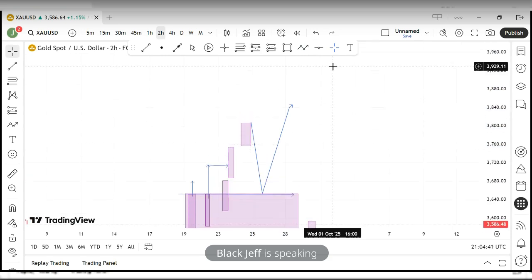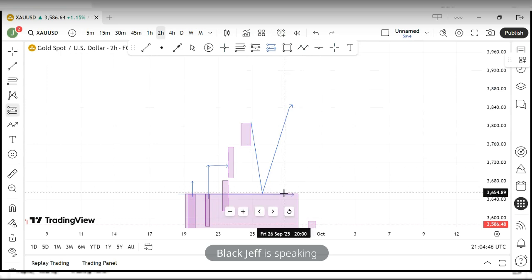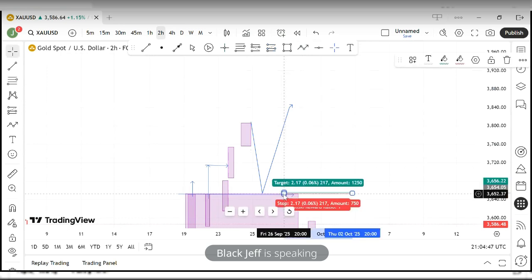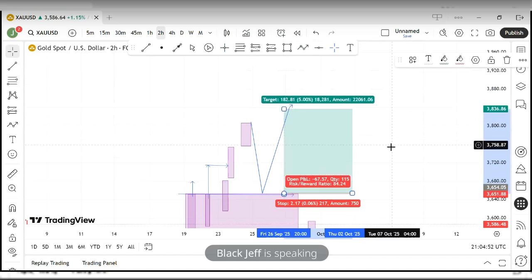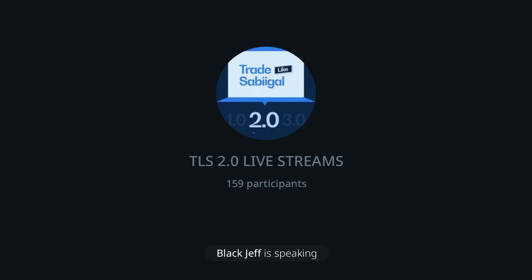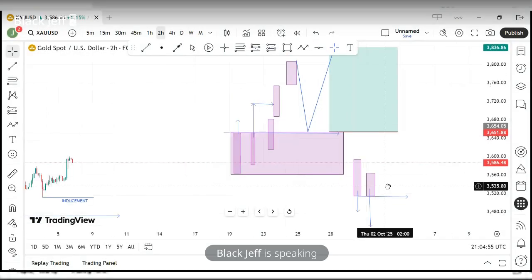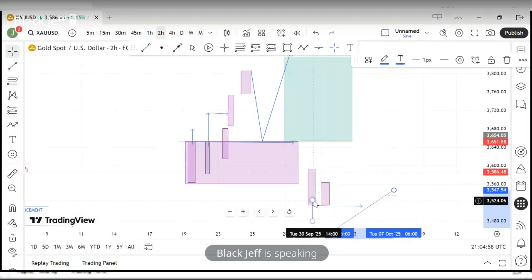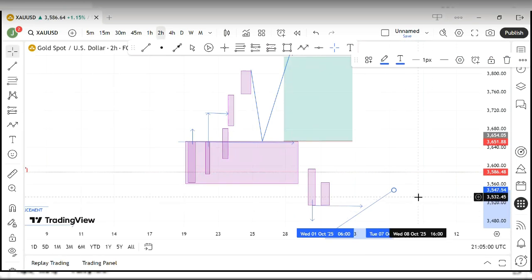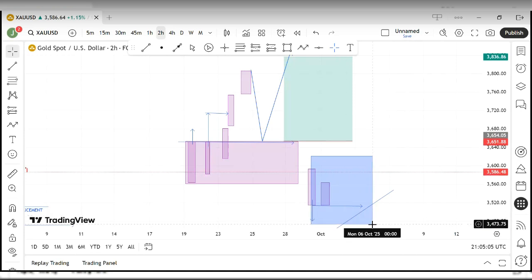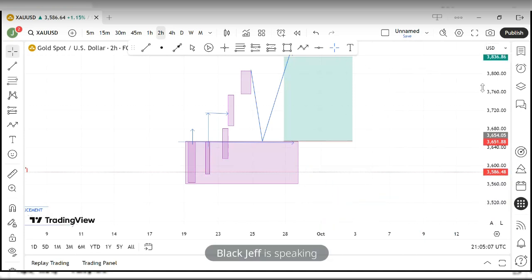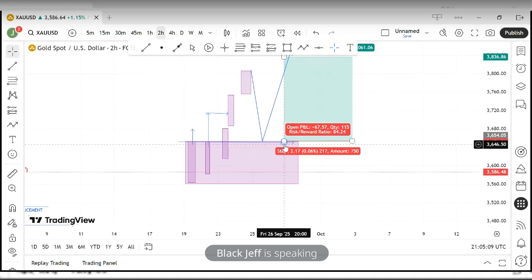Then this guy will be here. Look at, I'll put my entry here above. Now, my stop loss, what will your stop loss be? Let me adjust this guy here. Where will my stop loss be? My stop loss will just simply be below.